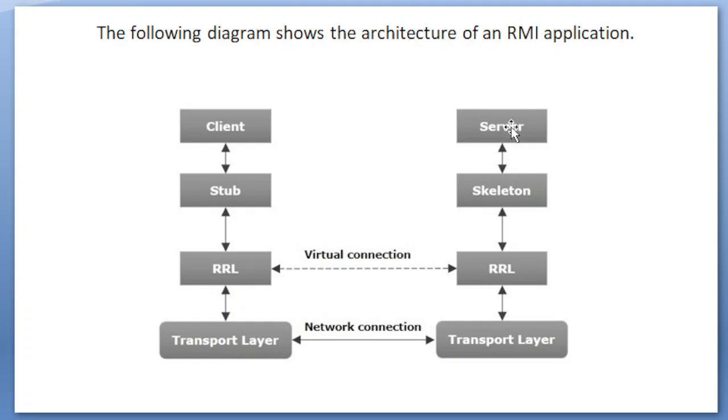Here we can see server skeleton, RRL, transport layer. This transport layer is responsible for the exact connection between the client and the server so that they can communicate with each other. Here one word you can see is stub. Stub is nothing but the client side object. What is stub? Client side object.